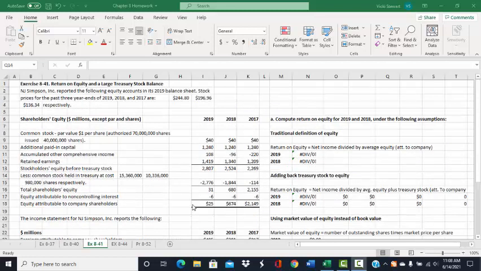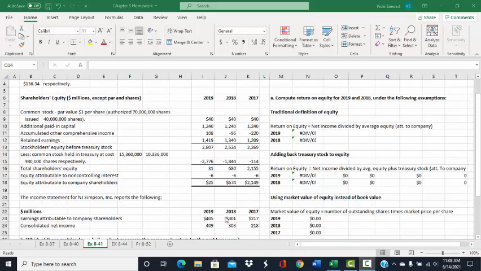The problem asks us in Part A to compute return on equity for 2019 and 2018 under the following assumptions. So the first assumption is to compute return on equity using the traditional definition of equity. So we know return on equity is equal to net income divided by average equity. Now when we have non-controlling interest, which N.J. Simpson does, we have to use the equity that is attributable to the company's shareholders and the earnings that are attributable to the company's shareholders.